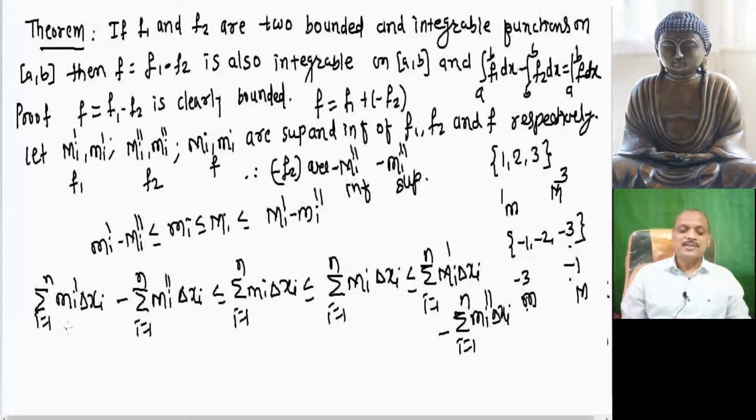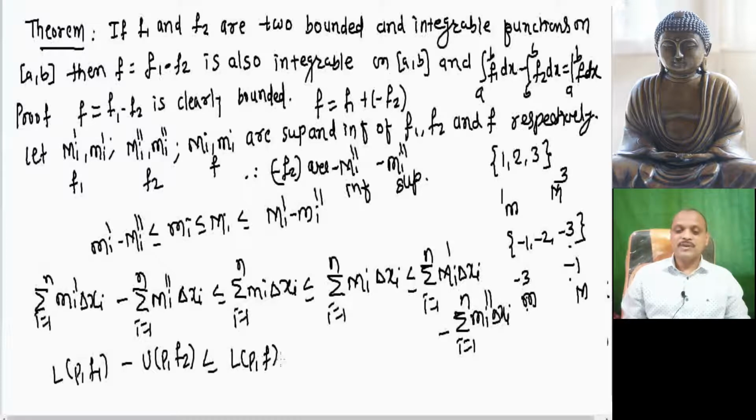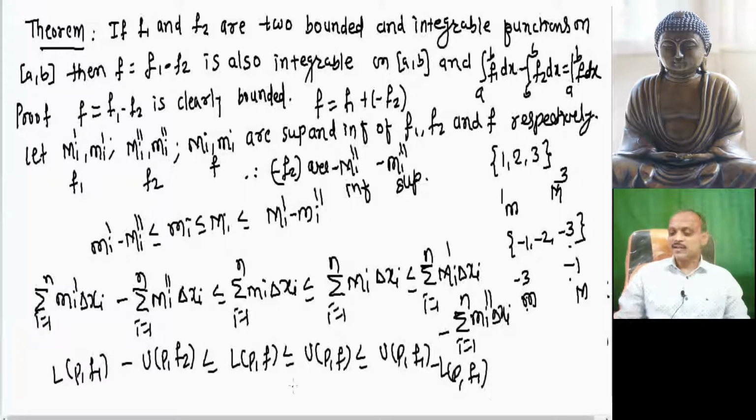What is this? This is LPF1 minus UPF2, less than or equal to LPF, less than or equal to UPF, less than or equal to UPF1 minus LPF2. So we arrive at this inequality.